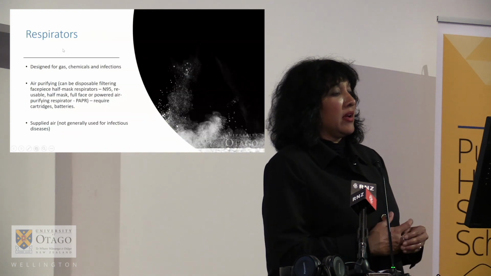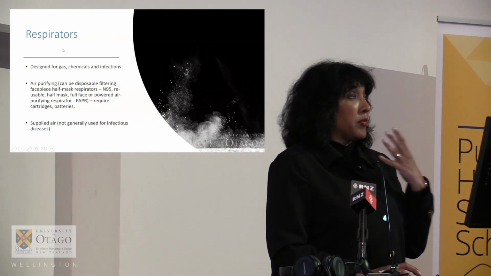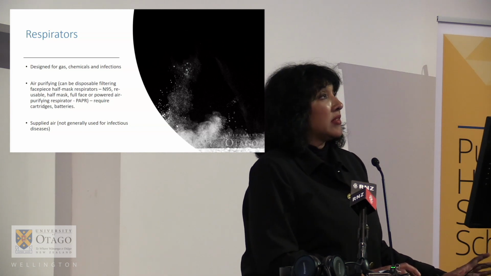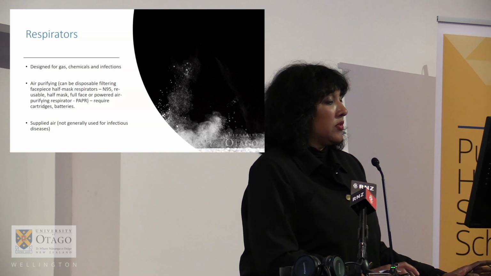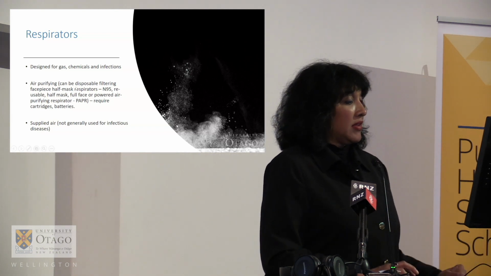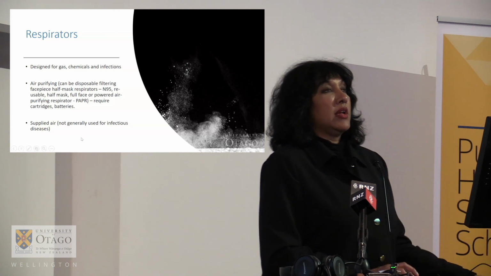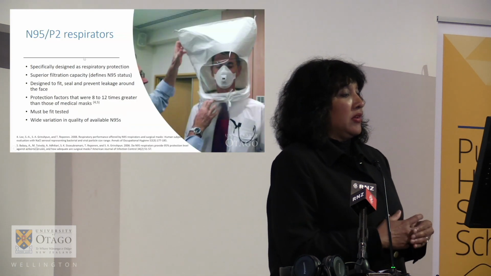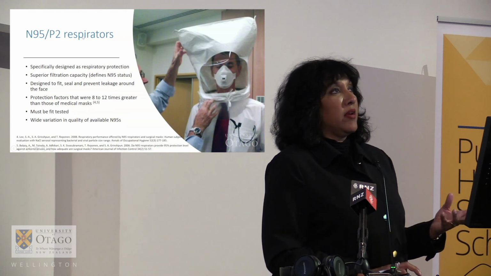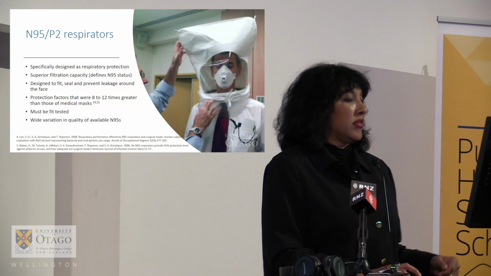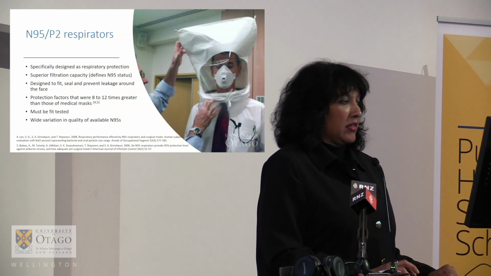Respirators, on the other hand, are designed for gas, chemical and infections for respiratory protection. They are the air purifying respirators like the N95s or P2s, or the reusable ones that require batteries and cartridges. Air supplied respirators were generally only firefighters, etc. use. So the N95s or P2s are defined by their ability to filter out 95% of airborne particles which are less than 5 microns, generally less than 3 microns in size.